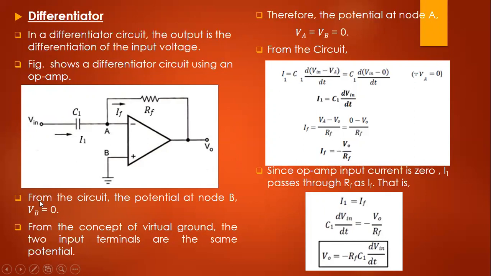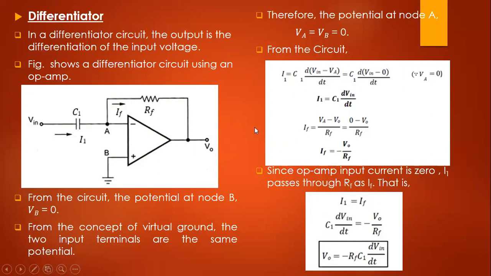So again, from the circuit, the potential at node B, VB, is equal to 0. So from the concept of the virtual ground, the two input terminals are at the same potential. So that means VA is equal to VB is equal to 0. So now from the circuit, current I1 is equal to C1 into d by dt of (Vin minus VA), which is equal to C1 into d by dt of (Vin minus 0), because VA is equal to 0. So current I1 is equal to C1 d by dt of Vin.